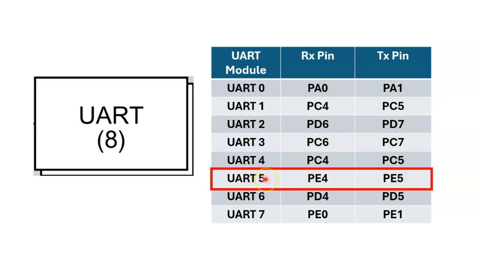Now, I would like at this point to highlight UART 5. And UART 5 has a receive pin. It's been allocated PE4, that is port E bit 4, and the transmit pin of UART 5 has been allocated PE5, that is port E bit 5. Take a note of this because this is the UART module that I'll be using in this video.